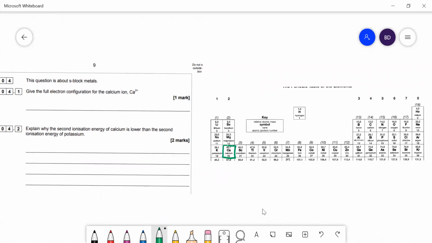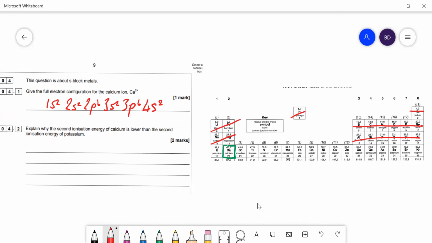All right, so we are going to fill up, 1s is full up, so it's going to be 1s2. 2s is full up, there's 2s2. Then we fill up 2p, all of those ones there, 2p6. Then we fill up 3s2. Then we fill up all of 3p, so that's 3p6. Then we fill up 2 in 4s. 4s1 will be potassium, 4s2 for calcium.